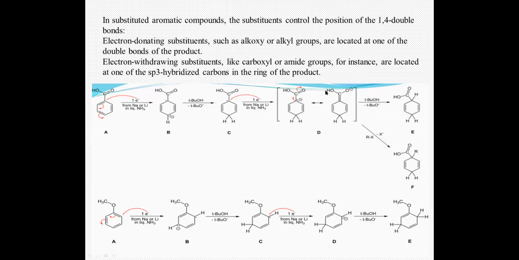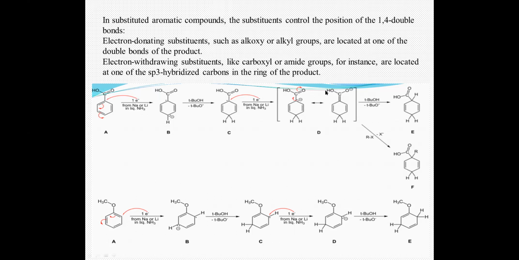So in case of an electron withdrawing group like carboxylic acid or amide, for instance, the substitutions are situated on the sp3 hybridized carbon. So you always remember, in case of an electron withdrawing group, the substitutions are placed on the sp3 hybridized carbon. You can see this in the particular structure.